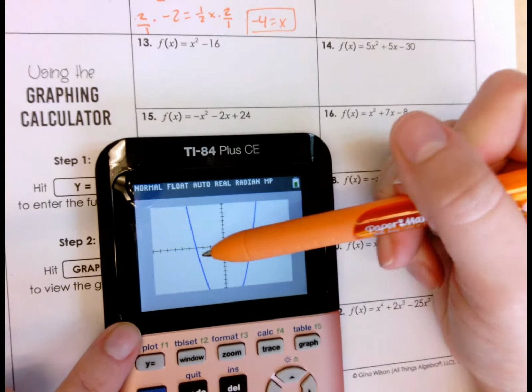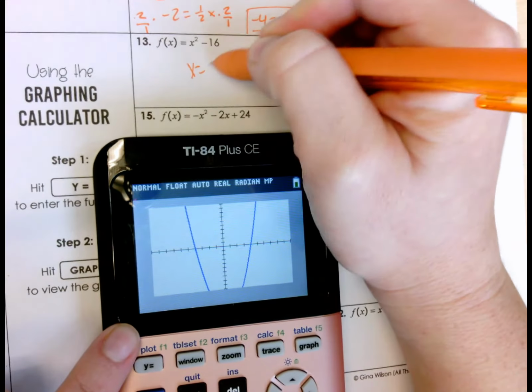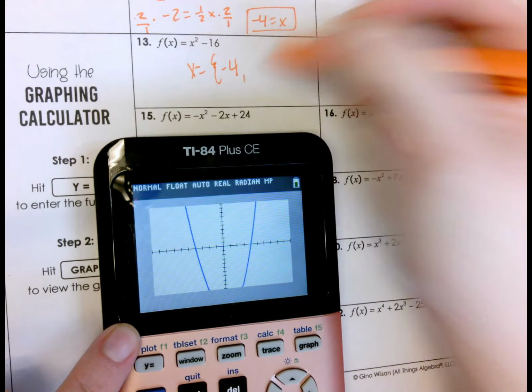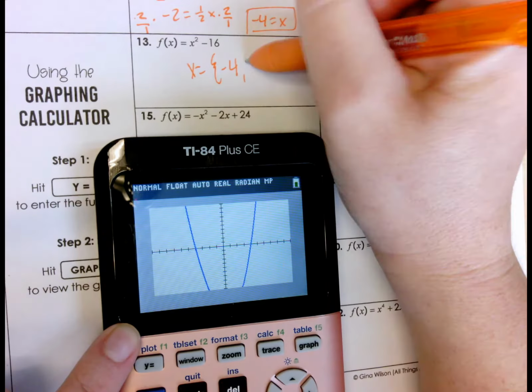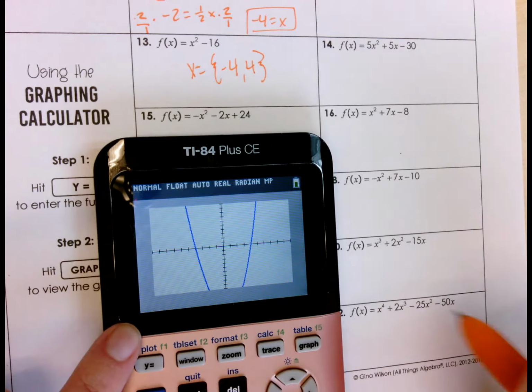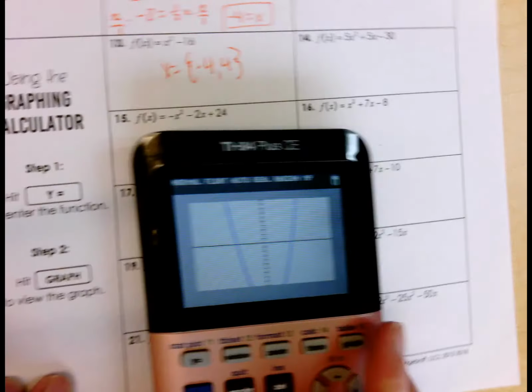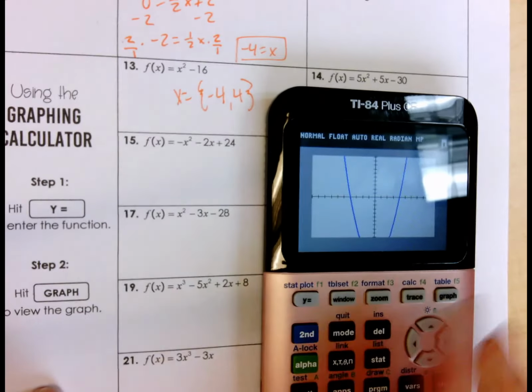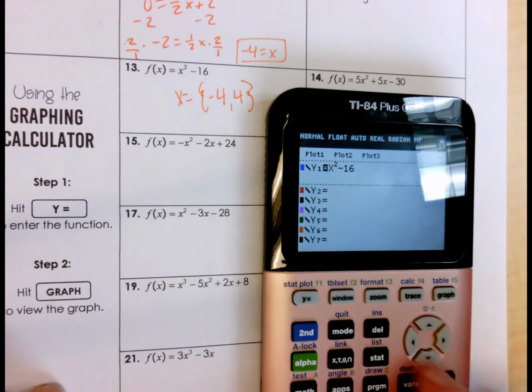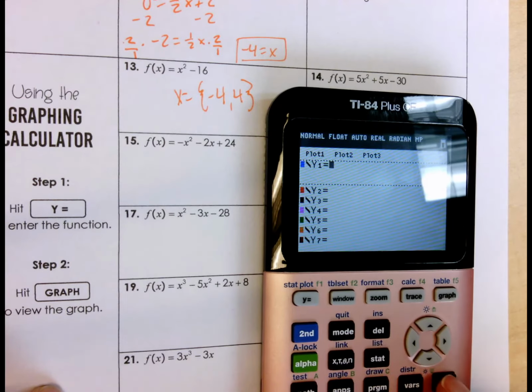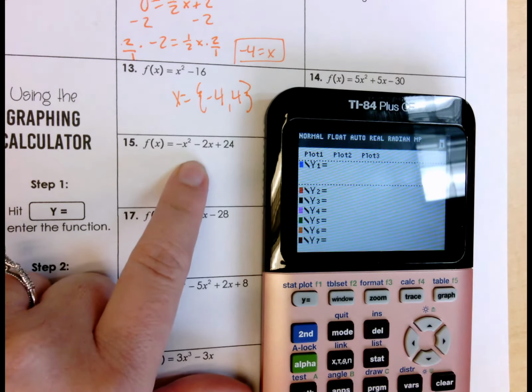At 1, 2, 3, 4, negative 4, and at positive 4 are the two places that it crosses the x-axis. Okay, so you would continue to do that for each of these other examples.